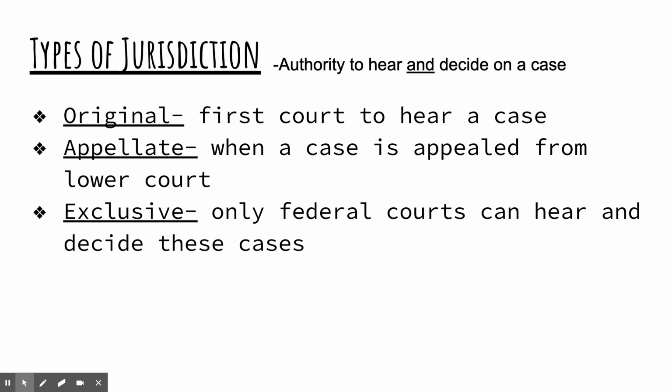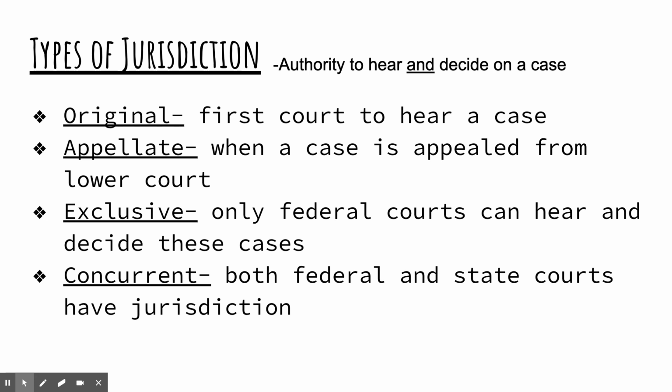Exclusive jurisdiction, this means that only federal courts can hear and decide these cases. So federal courts, remember, those are our U.S. district courts, our U.S. courts of appeals, and the Supreme Court of the United States. And then our last type of jurisdiction is concurrent jurisdiction. That means that both federal and state courts have jurisdiction and can hear and decide a case. So those are our 4 types of jurisdiction.